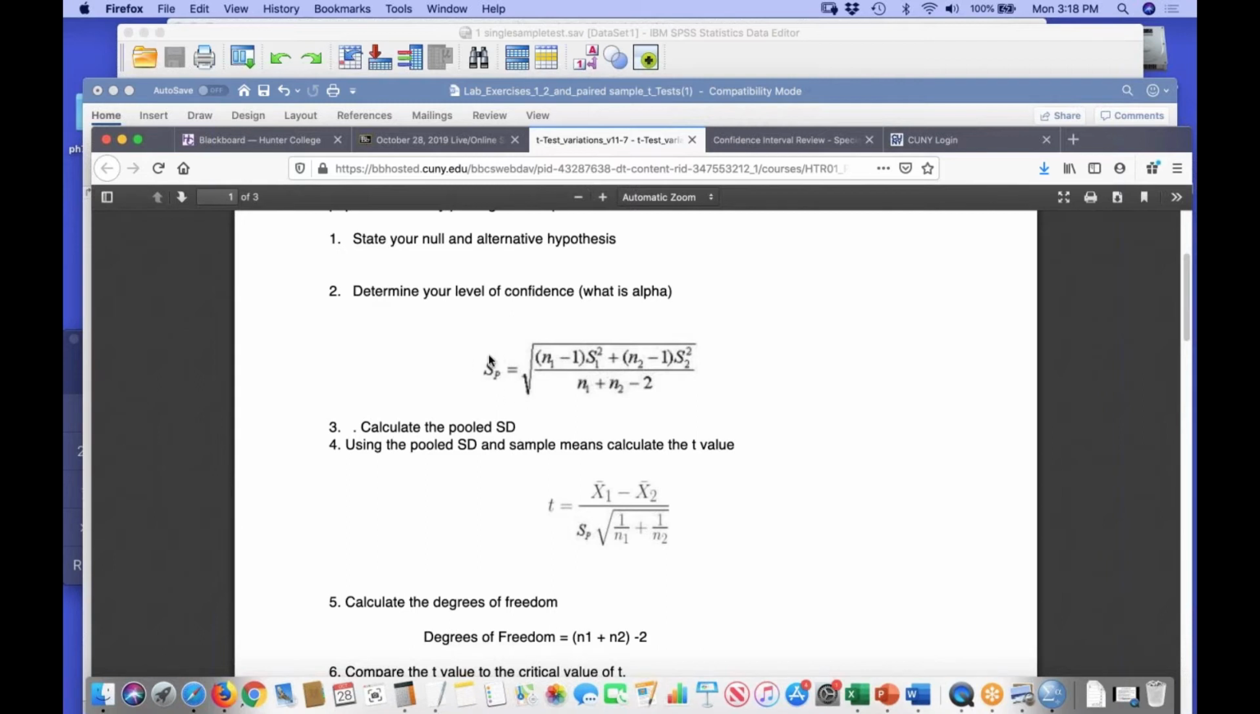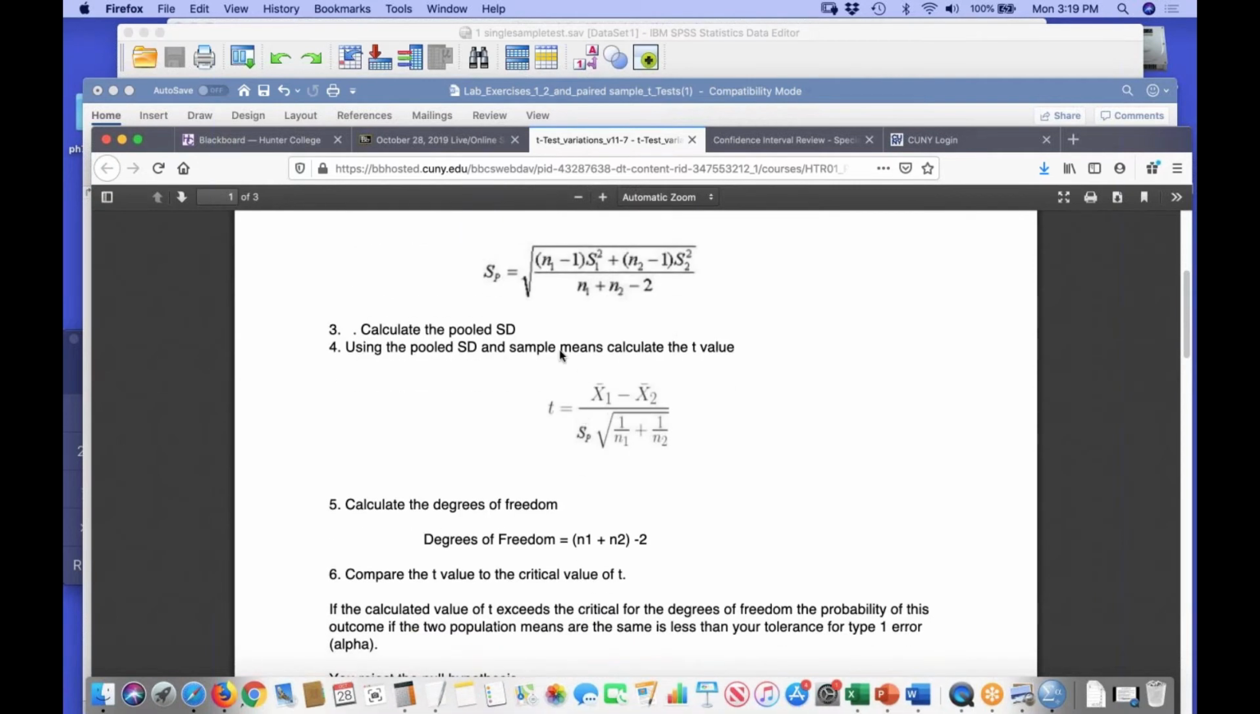This is basically a weighted average for the 2 standard deviations. It's going to be the sample size of group 1, 9 minus 1 is 8, times the standard deviation squared, the variance basically, of group 1 males, plus 9 minus 1, 8, times the standard deviation for females from that sample squared, over n1 plus n2 minus 2. I would work that all out, and that would give me my pooled standard deviation.